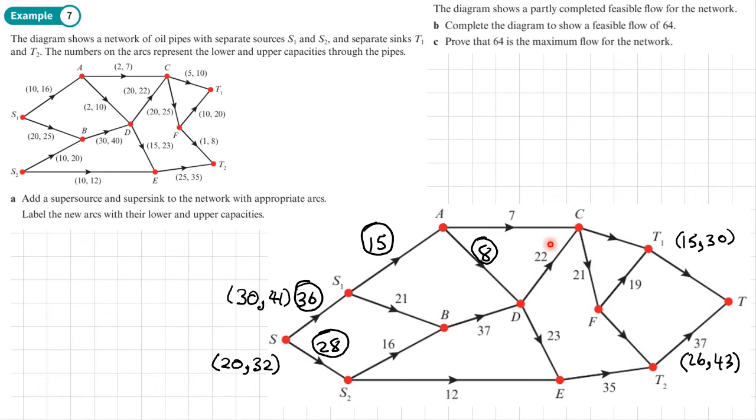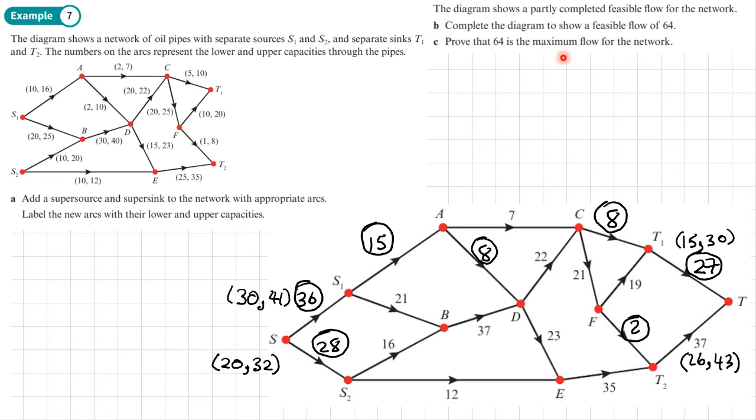Right. I've got 7 and 22 going in to C. So 29 going in. I need to have 29 coming out. So this needs to be 8. Moving on to T1 to T, 8 and 19 going in, so that must be 27 flowing out. Then I have 21 flowing into F, I need to have 21 flowing out, so F to T2 needs to be 2. And I think that's now completed. I can't see any arcs that don't have any numbers on. I think that's completed now, so we can go on to part C.